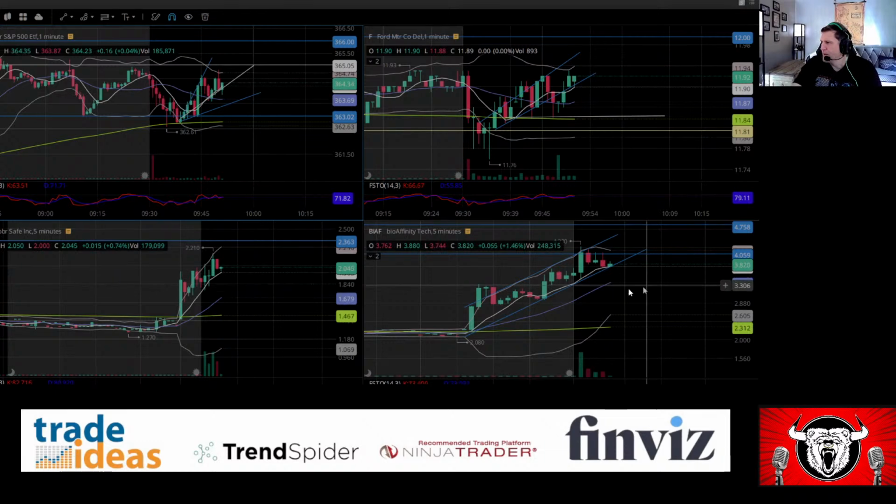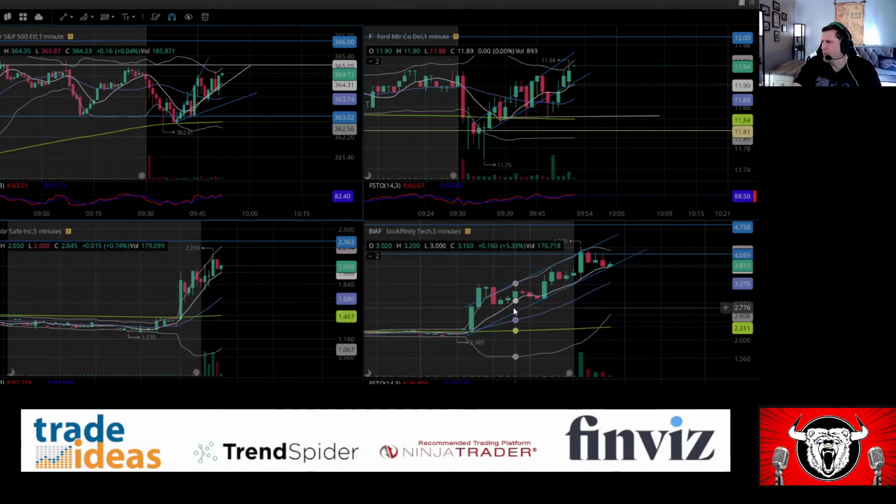15-minute. All right. Freaking hammer. Here's your BIAF. This is the third attempt on support on this rising channel here. This will be where you'll decide if it's going to be a 5-wave pattern or a 3-wave pattern.